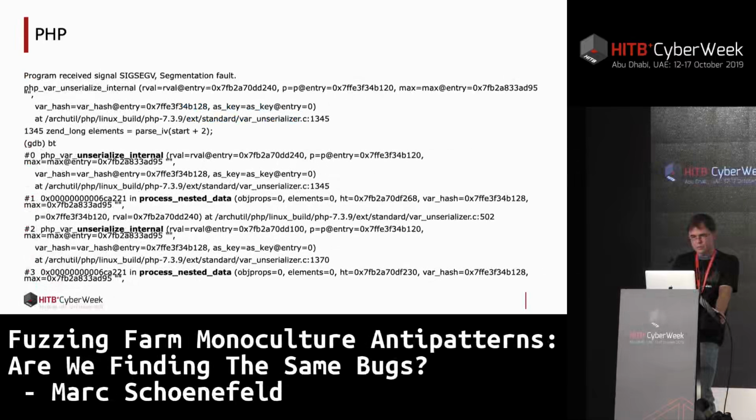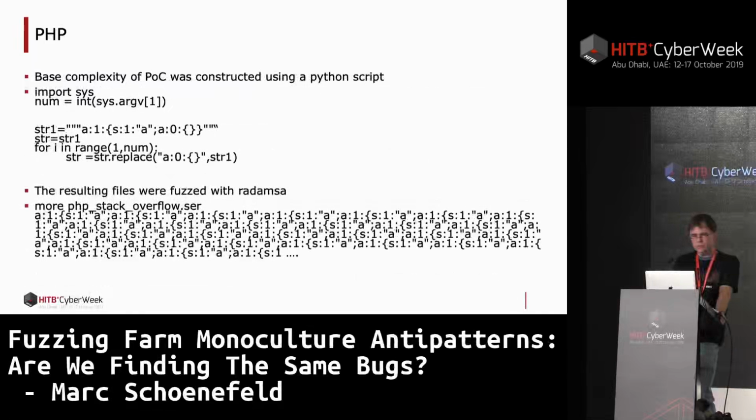Here we see the stack trace of PHP 7.3.9 at that time, and we see that the bug triggers recursive frames of process nested data. What does the payload look like? How was it constructed? The base of the POC was created using a Python script. We used a typical small serialized PHP object and replaced the element part by a more complex thing, and that was done with a recursion, and we ended up with arbitrarily large object trees.